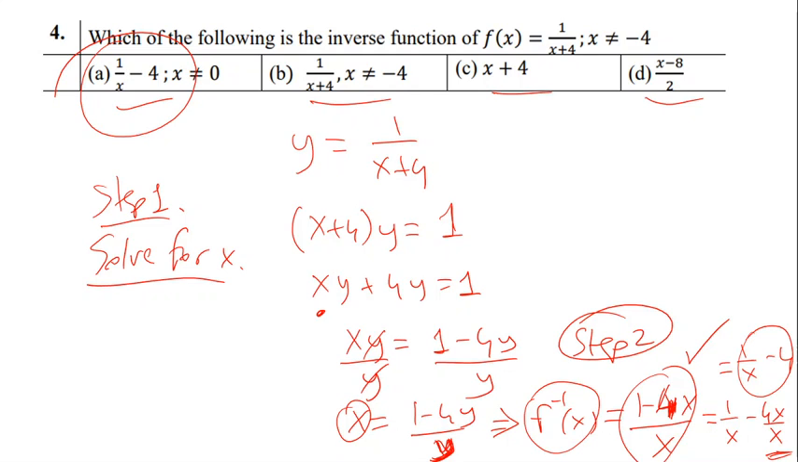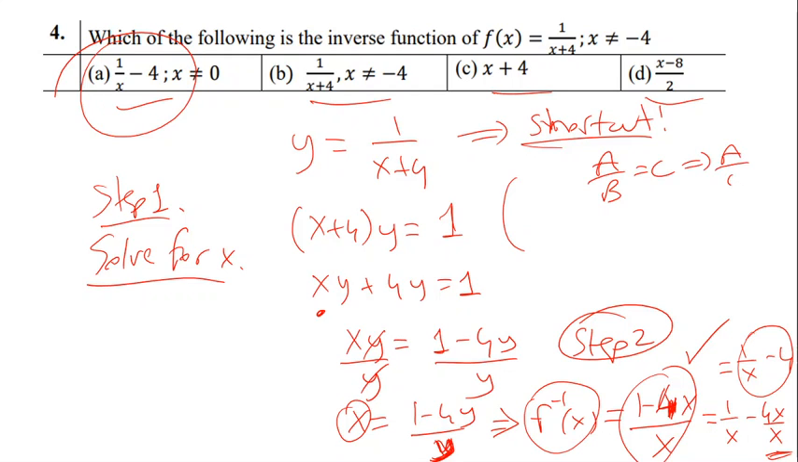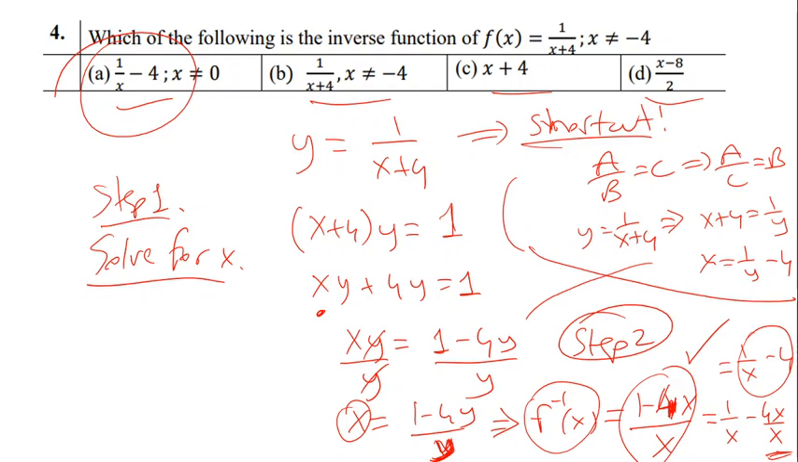Again, as I said before, you can do it the other way as you like. Here, the shortcut in this type of question is this: if you have a over b equal to c, then you can say a over c is equal to b. Now here, if you have y is equal to 1 over x plus 4, you can switch them, then you can say x plus 4 is equal to 1 over y, then x will be 1 over y minus 4, and you can do the rest like that.